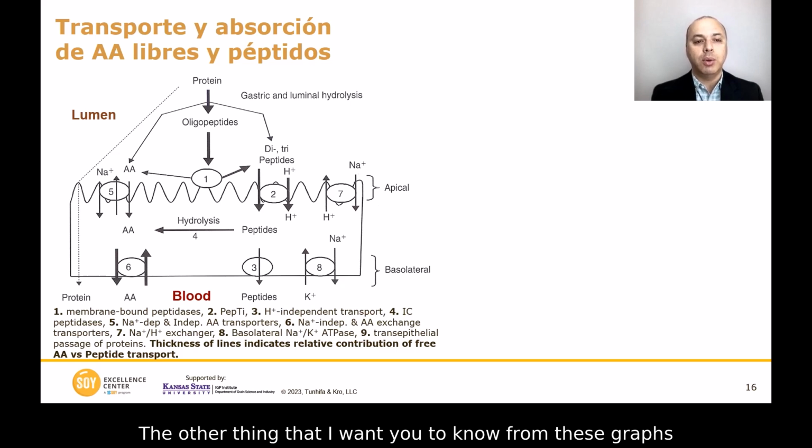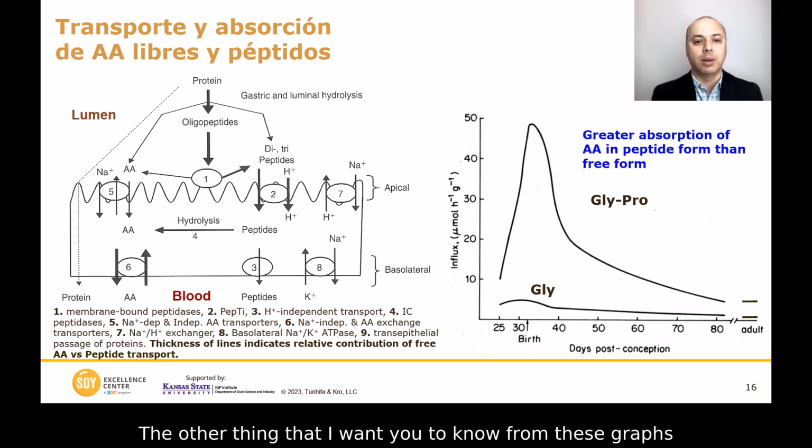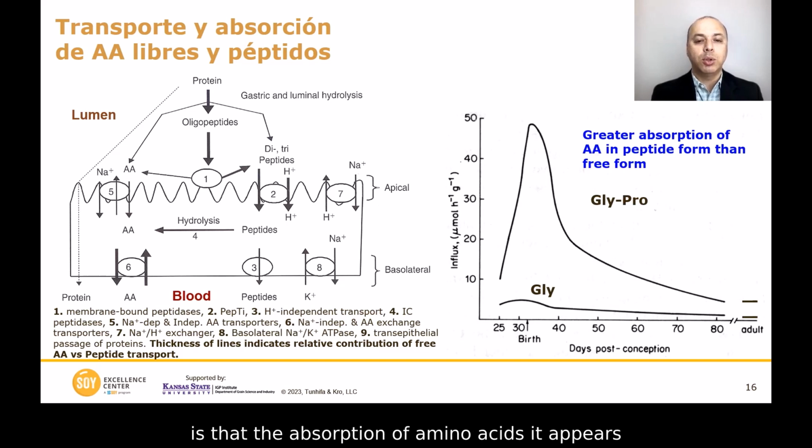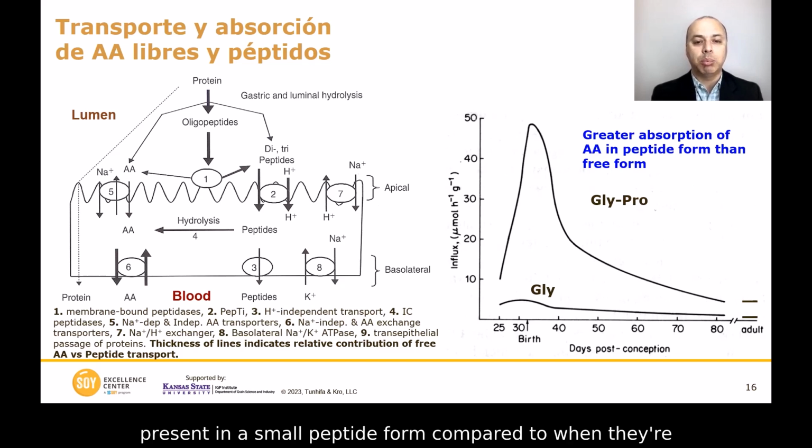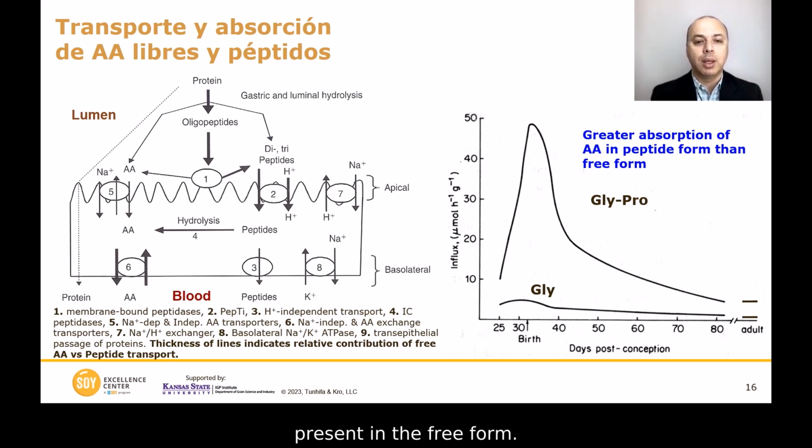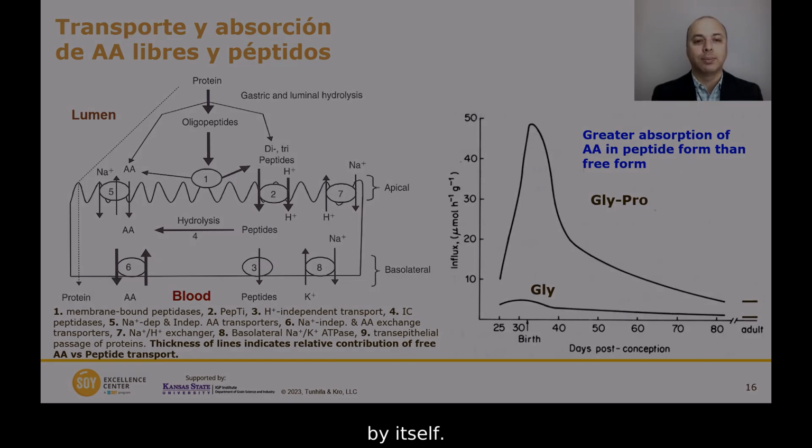The other thing that I want you to know from these graphs is that the absorption of amino acids appears to be more efficient when these amino acids are present in a small peptide form compared to when they're present in the free form. In this example here, we can see how the absorption of glycine, when it's present in the dipeptide glycyl proline, is much higher than the absorption of glycine by itself.